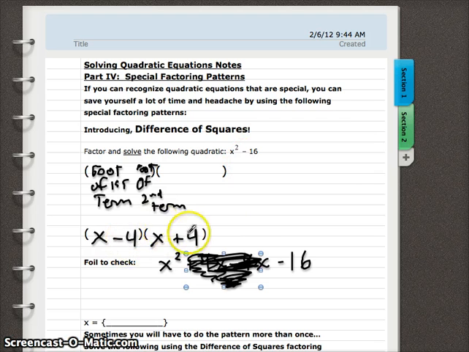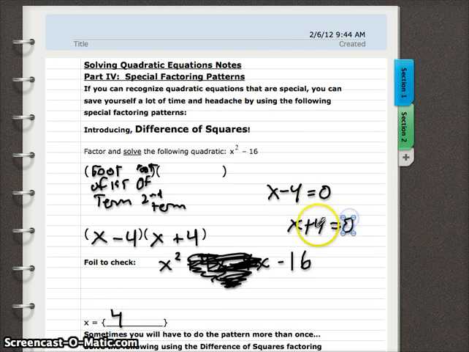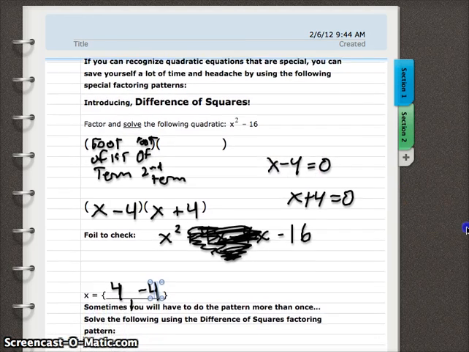So if we set each of these parentheses equal to 0, x minus 4 equals 0, well, we get positive 4. Just add 4 to both sides. And we also have x plus 4 equals 0. So if we subtract 4 from both sides, then we get a value of negative 4. So x has two values, positive 4 and negative 4. You can then substitute those into your x here and make sure you get 0 if you want to check.